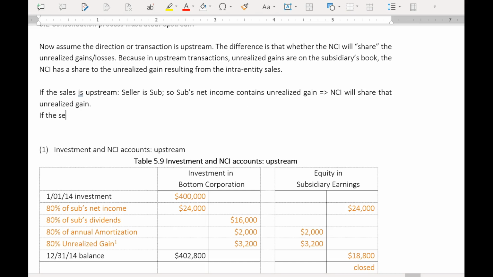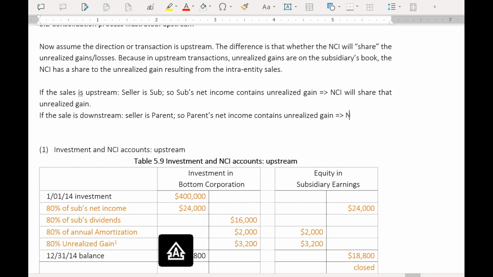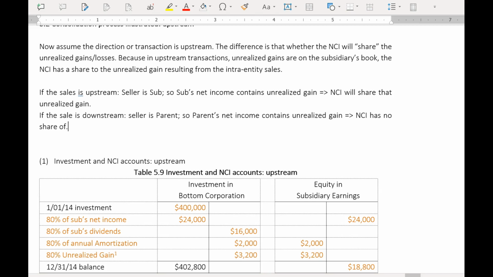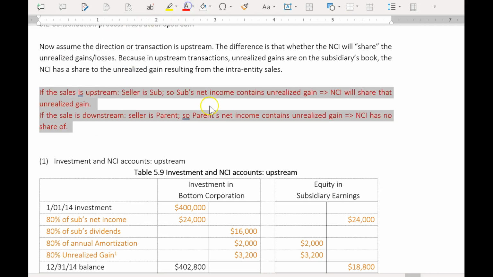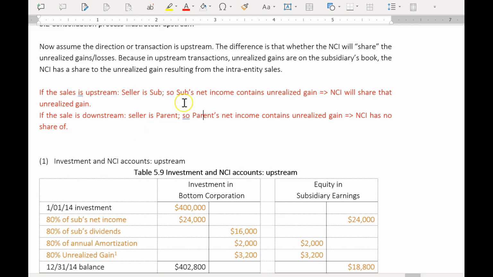If the sale is downstream, the seller is the parent. So the parent's net income contains unrealized gain, which NCI has no share of. Okay, so that is the key. When the sale is upstream, the NCI will share the unrealized gain. When the sale is downstream, the NCI will not share the unrealized gain.